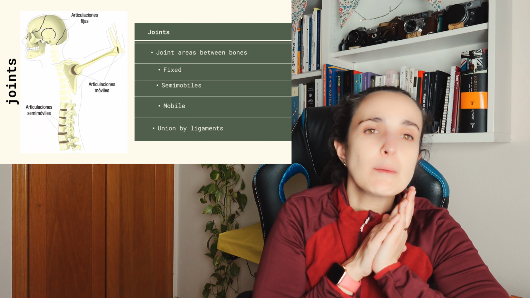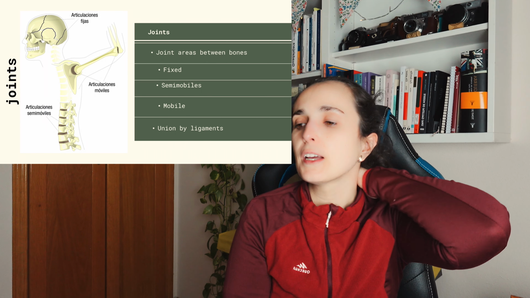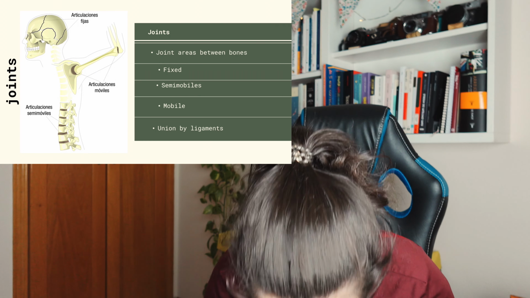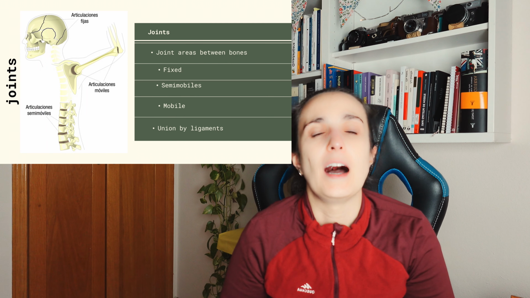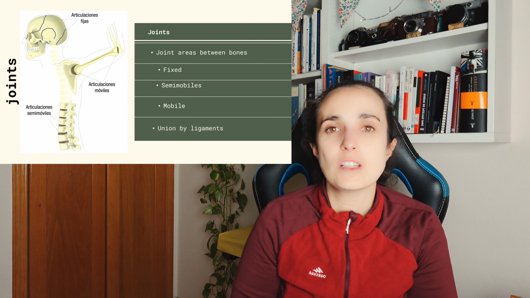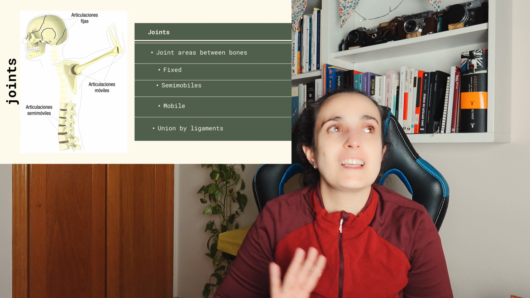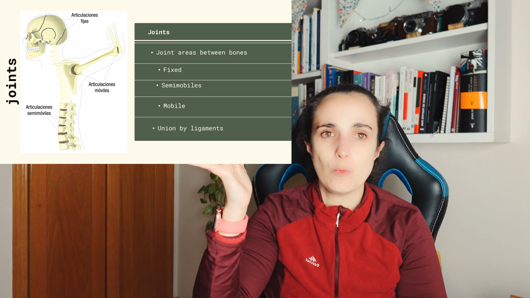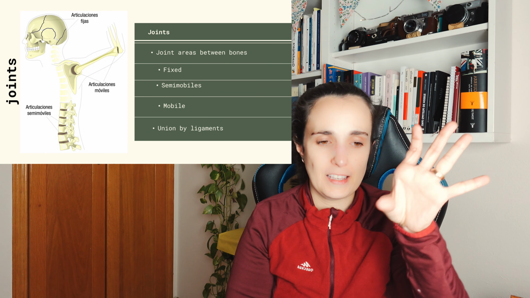Then we have semi-mobile joints, like the ones between our vertebrae, okay? So we can curve them a little bit, laterally or frontally, but they don't have a really big range of movement, right? So those are the semi-mobile. And then we have the mobiles, which are the typical ones we think of when we think of a joint. And we have also different degrees of freedom in our mobile joints. Sometimes they can just perform one movement like this, or others can be more free like this.